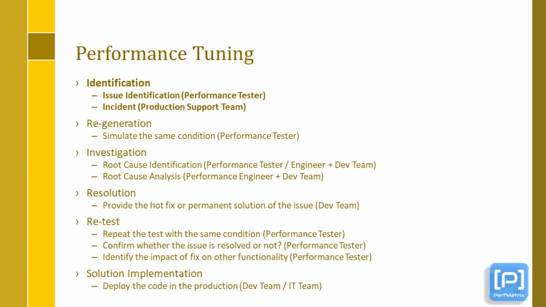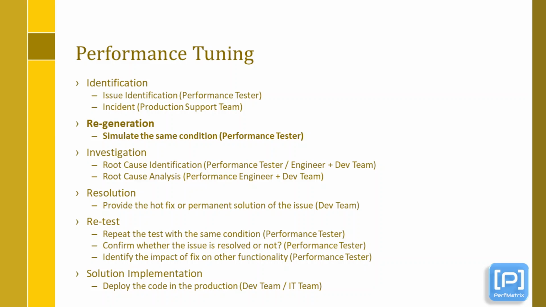In case a performance incident occurs in the production environment, then the production support team needs to collect all the information about the incident from the production environment and add it to the incident ticket so that the dev or performance team can use those details provided in the incident ticket and then regenerate the issue in the pre-prod or test environment. To regenerate the issue is the responsibility of the performance tester.